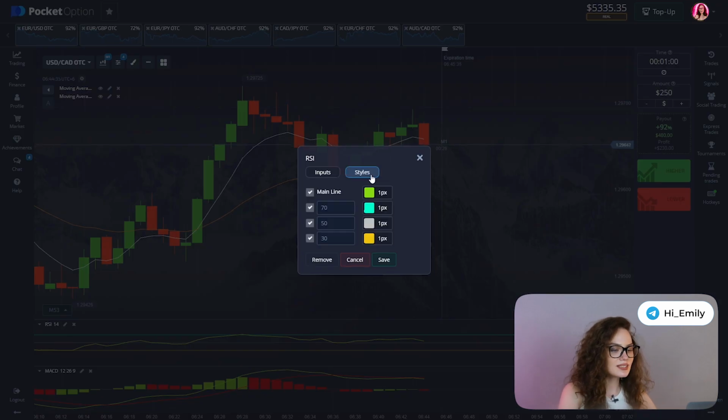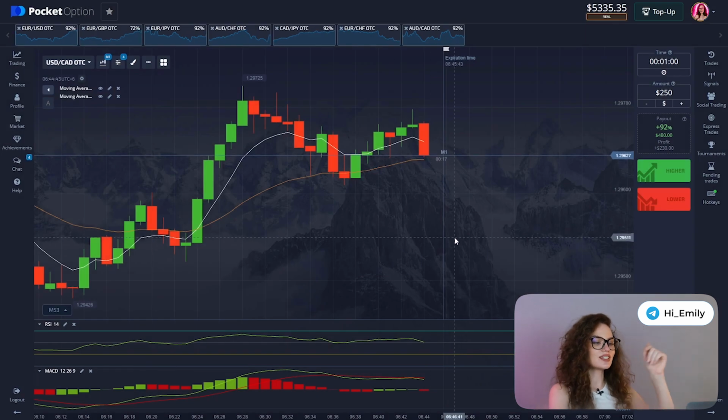We leave the MACD settings as standard, and for the RSI in styles we set 80, 50, 20. Now we have everything ready for trading. Let's get started.